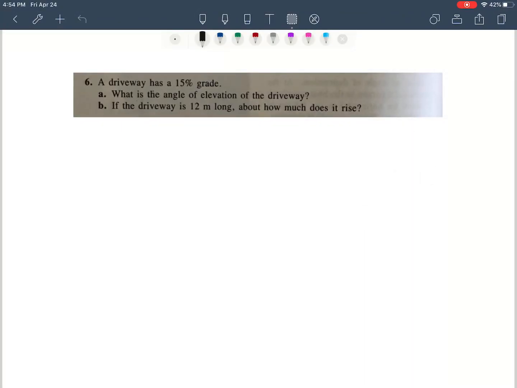Okay, a driveway has a 15% grade. What is the angle of elevation of the driveway? So here we've got that grade problem again. And remember, grade is a rise over run. So I'm just going to draw this driveway.